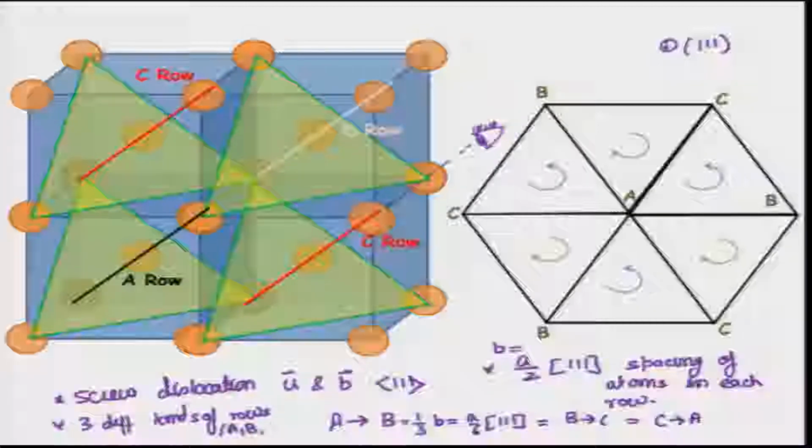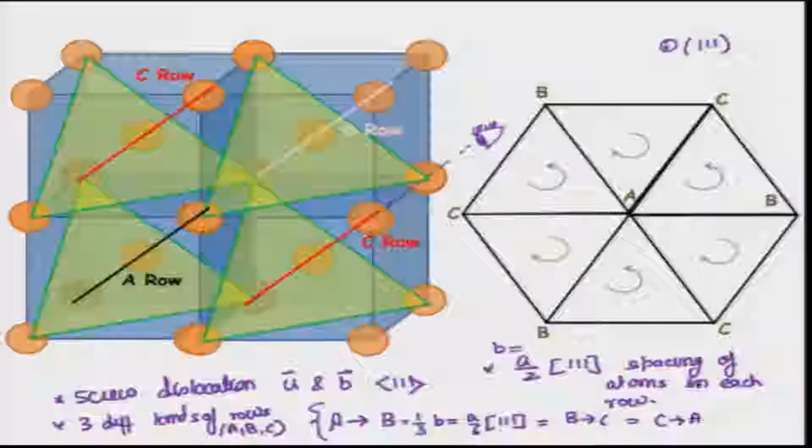A, B and C, and we have described the difference. The similarity first is that the Burgers vector along this is the same, which is a by 2 111, and therefore the atom spacing is equal to a by 2 111, that is the shortest lattice vector. But when we go from plane A to plane B, the atoms are displaced by 1 by 3 of the Burgers vector, equal to a by 6 111. Similarly, B to C, there will be a displacement of a by 6 111, and so on.